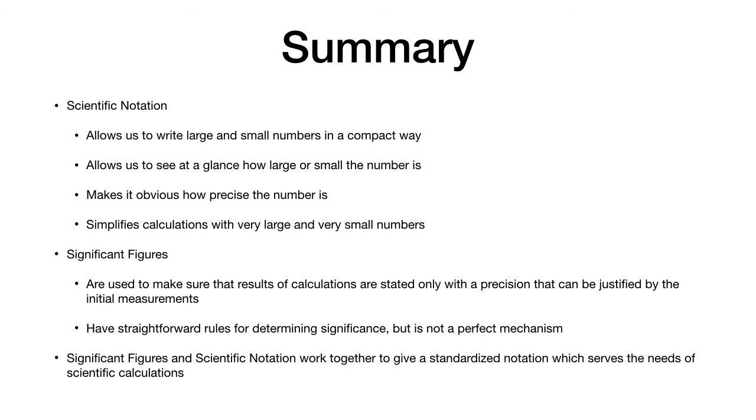So on significant figures, they're used to make sure the results of calculations are stated only with a precision that can be justified by the initial measurements. Significant figures give us straightforward rules for determining significance, but it's not a perfect mechanism. It's just the one that we have. So significant figures and scientific notation work together to give science a standardized notation that serves the needs of scientific calculations. So hopefully that helps clear up questions that you have about scientific notation and significant figures.